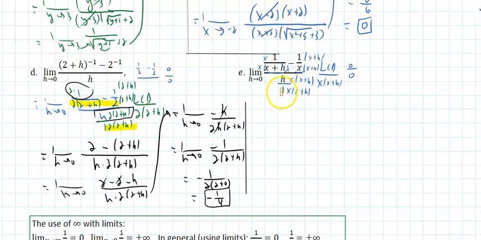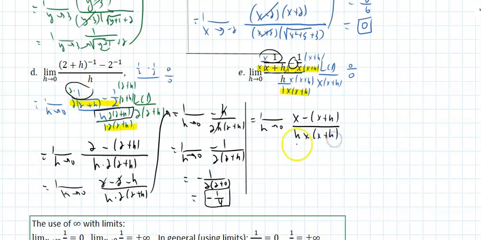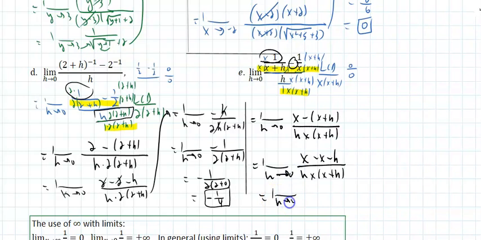And again, you ignore the denominators if they're all the same, because if you multiply by the reciprocal, they cancel out. That's the limit as h approaches 0. And here at the top, x times 1 is x minus 1 times x plus h, and the denominator is hx times x plus h. So this is the limit as h approaches 0, x minus x plus h over hx times x plus h. That's the limit as h approaches 0. The x's cancel out.